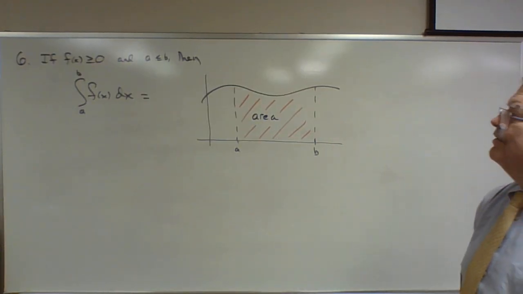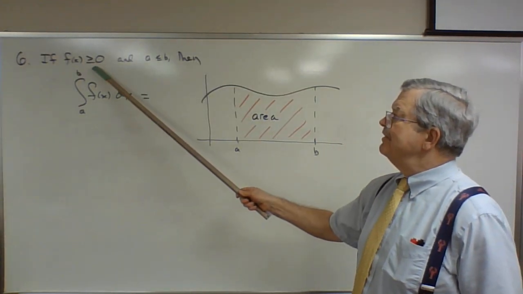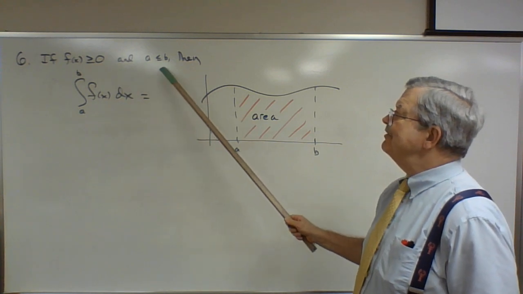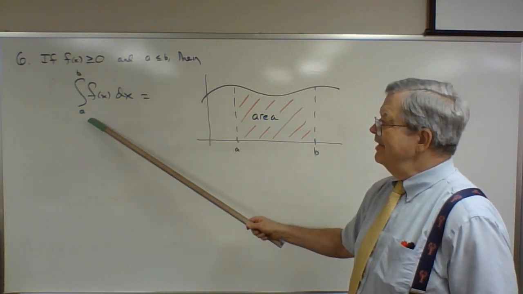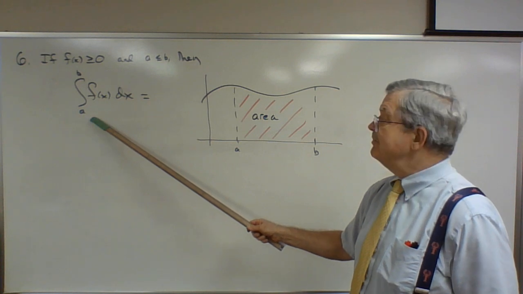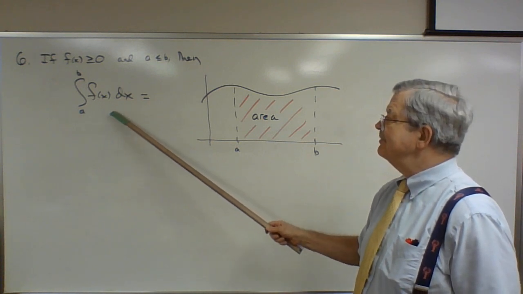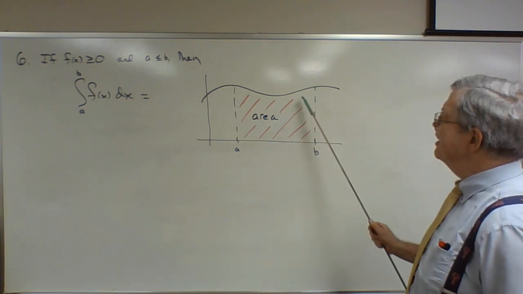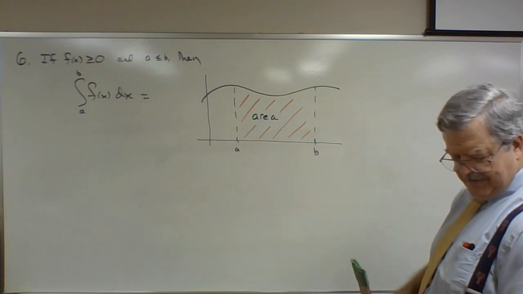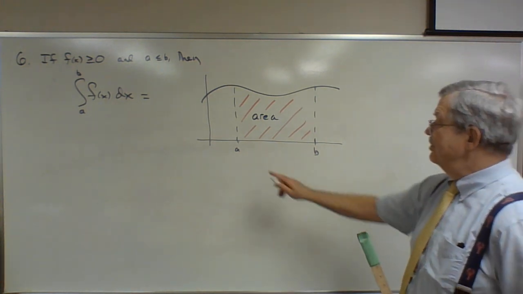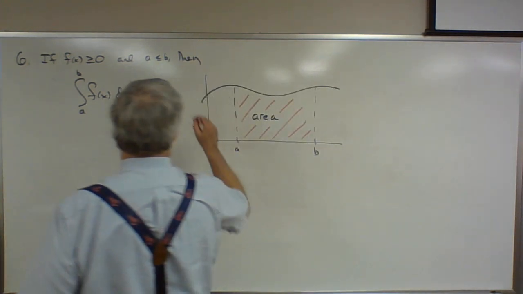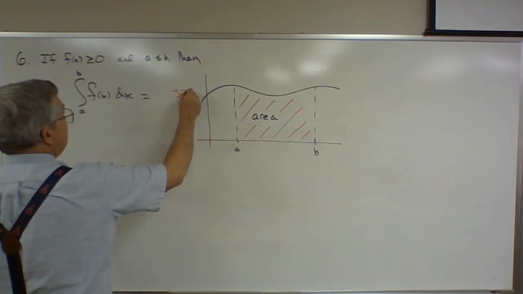Property number 6: if f of x is non-negative and a is less than or equal to b, then the integral from a to b of f of x dx is just the area between the graph of f of x and the x-axis between x equal a and x equal b.